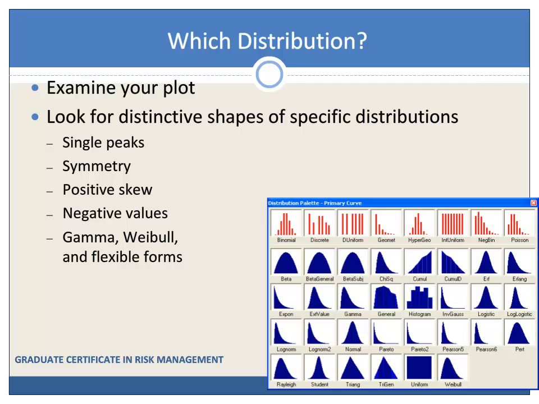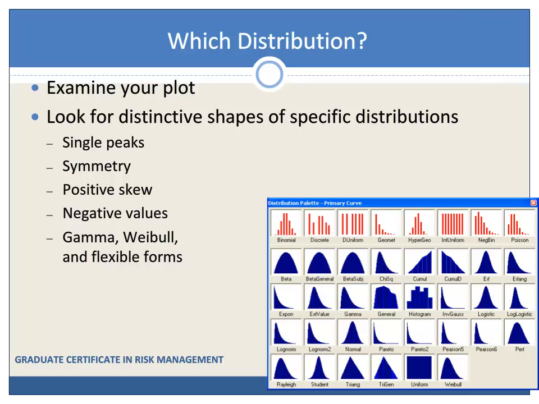So if you examine your plot, what you're looking for is to find out if your data look like any of the distributions here in this palette. Keep in mind that there are some distributions, we have not spoken of these, the gamma, the Weibull, and other flexible form distributions that are shape shifters. They have the flexibility to take on many different shapes. They are not bound, for example, as the normal distribution is, to always look like a bell distribution.